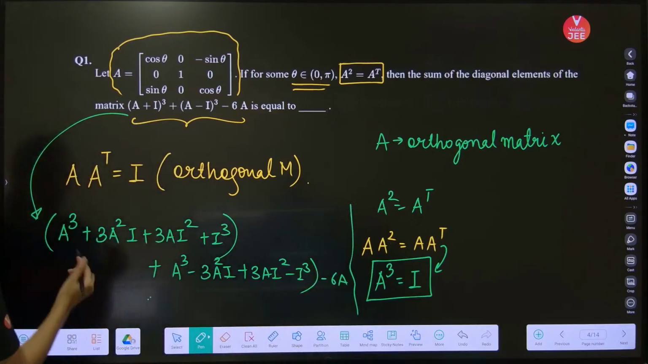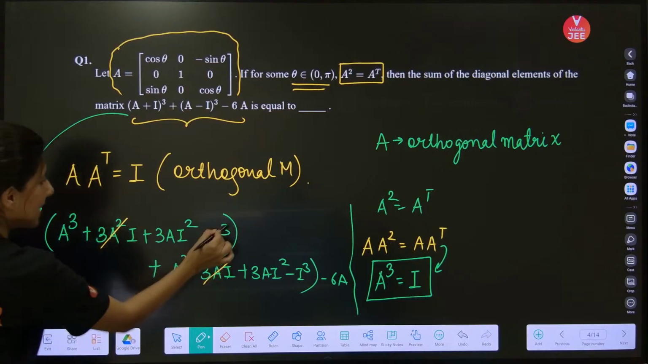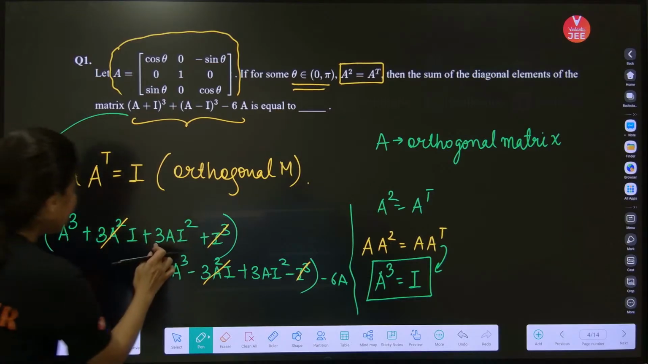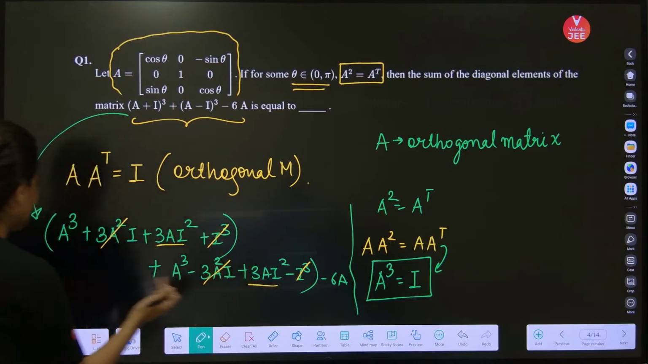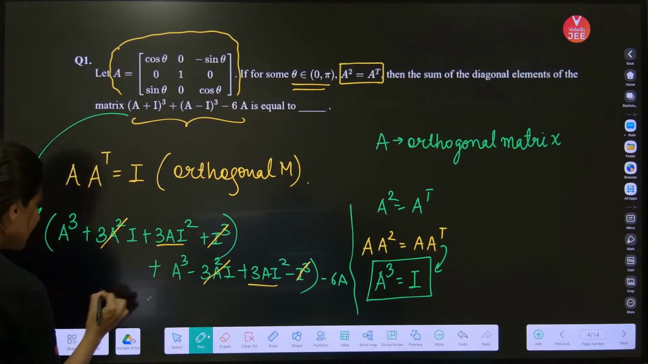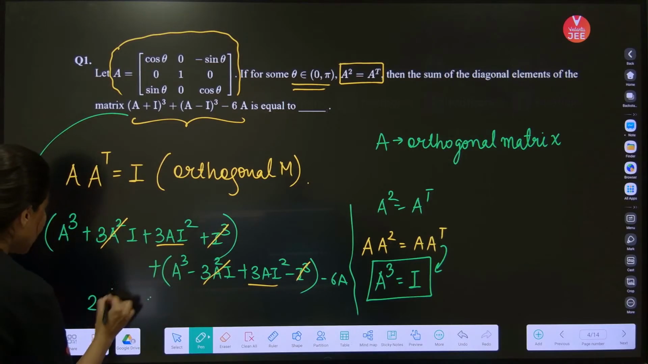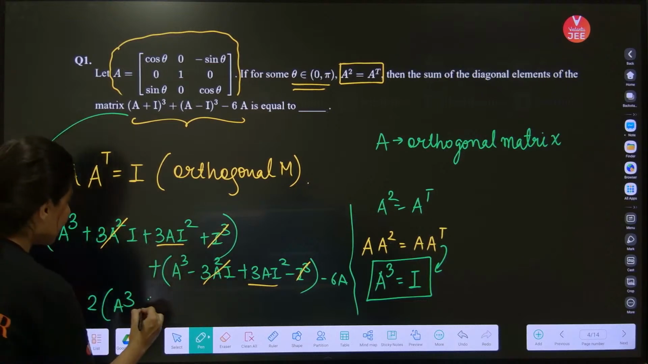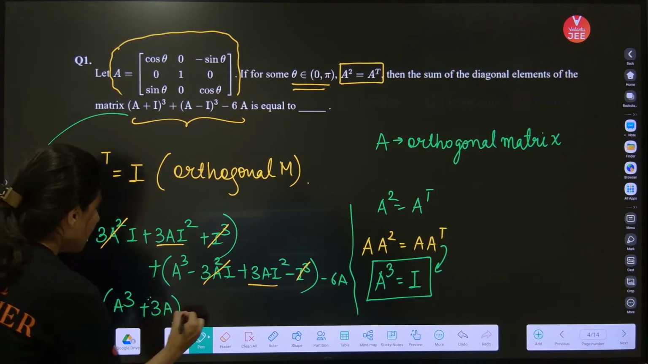So over here, observe carefully, this and this are getting cancelled out. I cube minus I cube is gone. 3AI square is in fact 3A, so this is 3A plus 3A. Now this is A cube plus A cube, so 2 times A cube. And 3A plus 3A, so 3A and minus 6A.